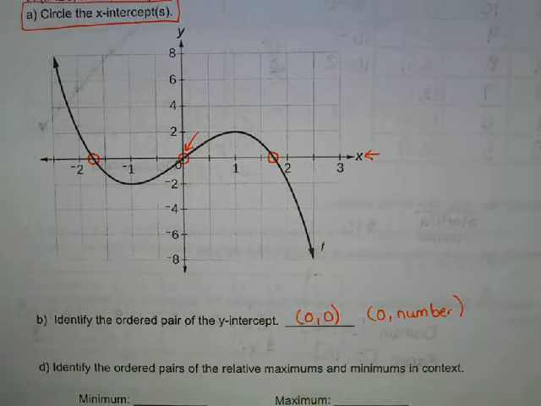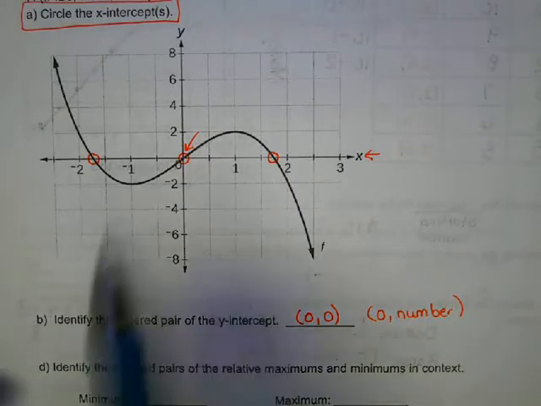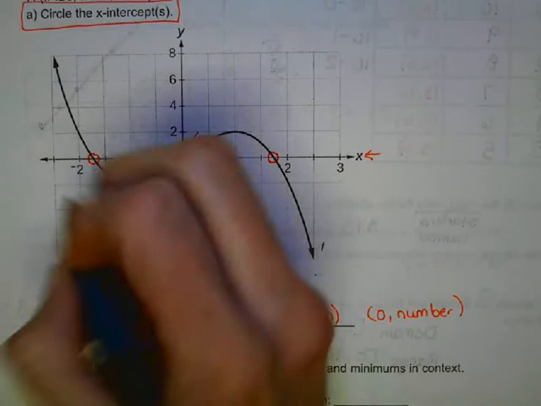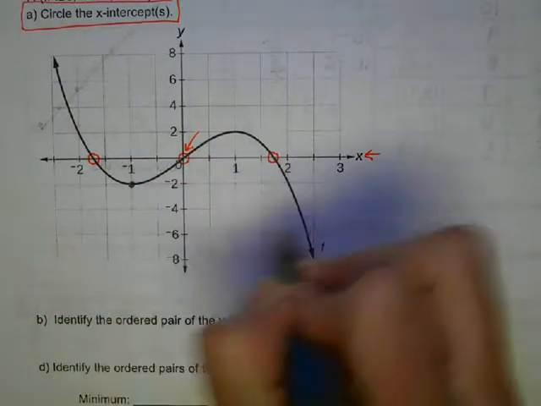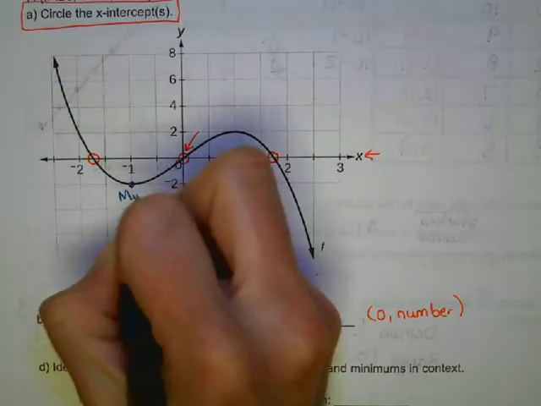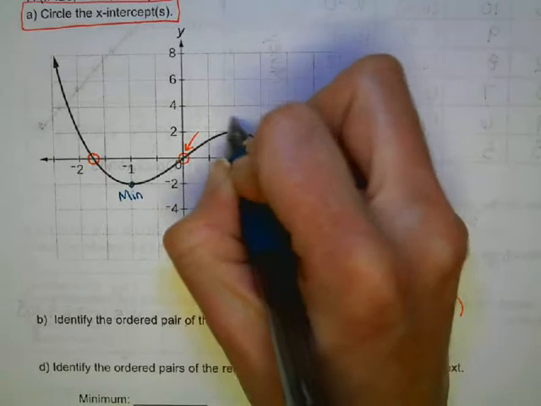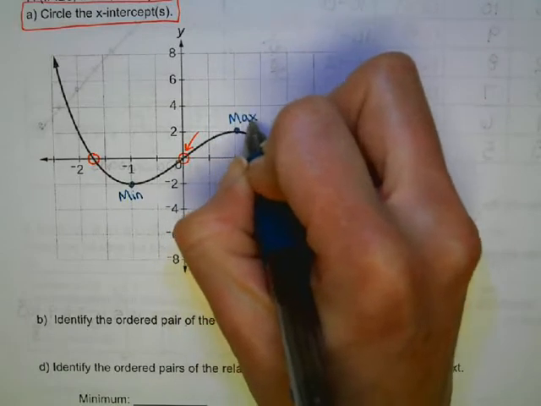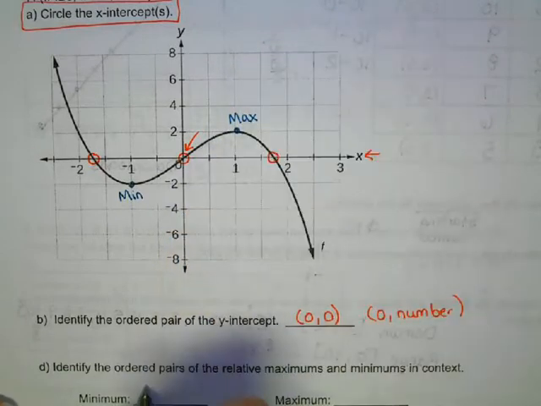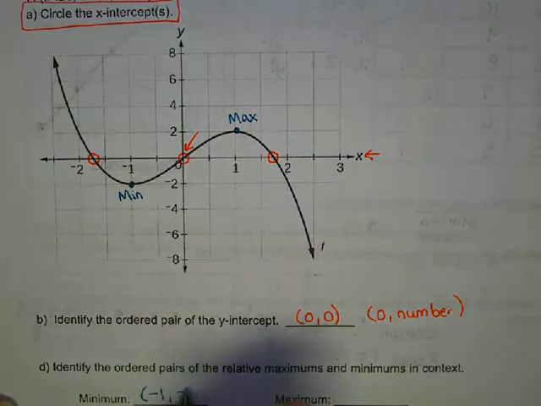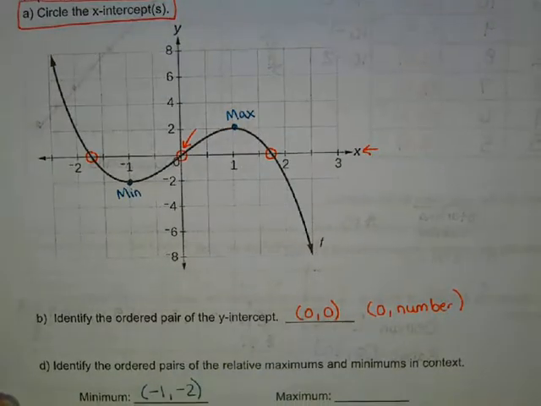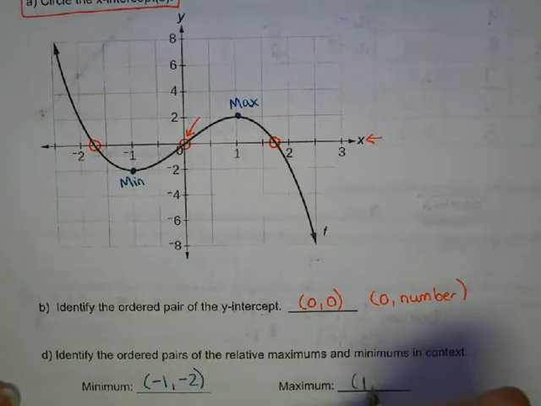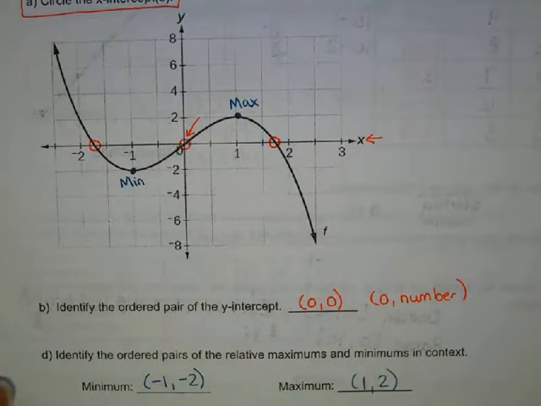Identify the minimum ordered pair, relative minimum, and relative maximum. This is the part of the picture where you want to find the lowest point and the highest point. So, relative. That means not including the arrows. This right here would be relatively the minimum point. This point right here would be the maximum point. So I'd say the minimum ordered pair would be -1, -2. And the maximum ordered pair would be 1, 2.